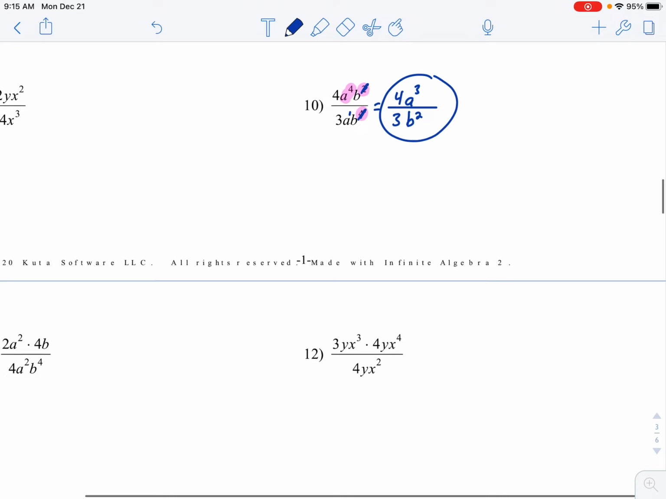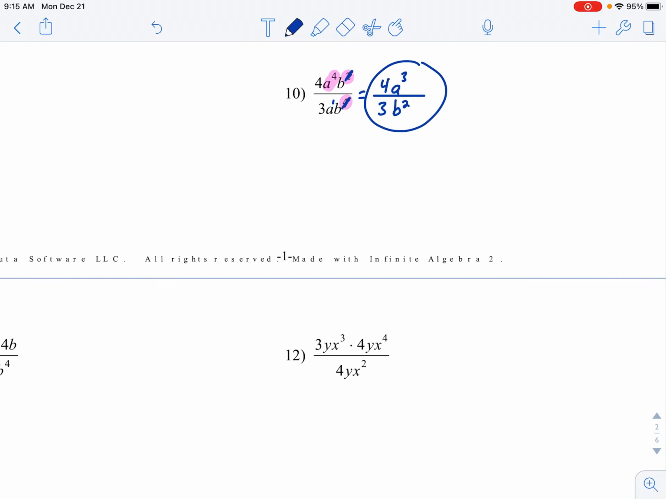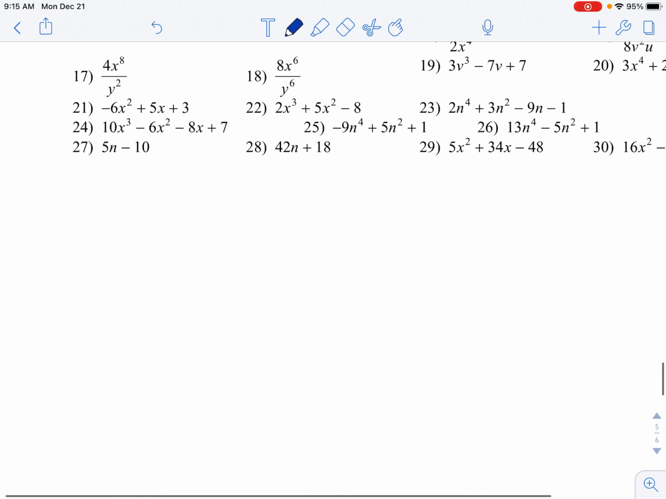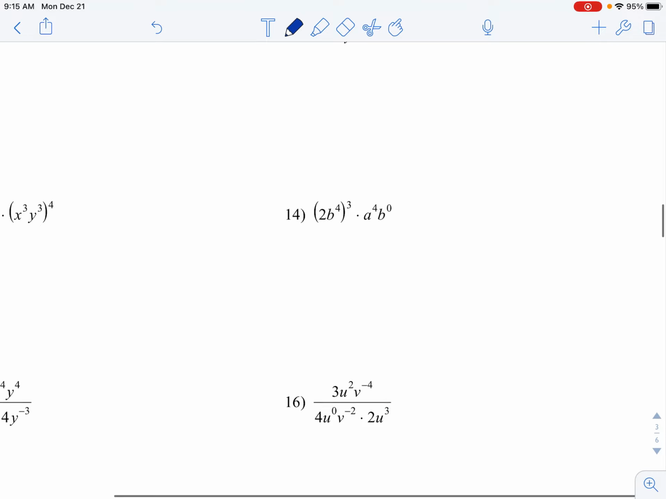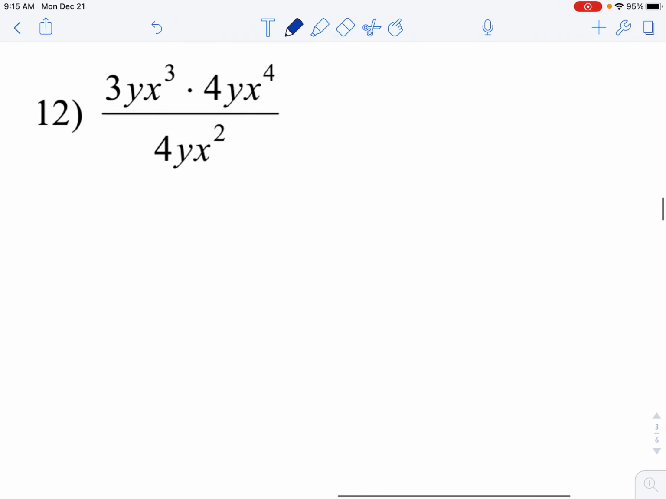Number 10 is, let's see, it's a whole other page. Let me check number 10 before I do number 12. And there it is. We're good. Okay. Number 12. It's on a whole different page, and there's multiple steps here.